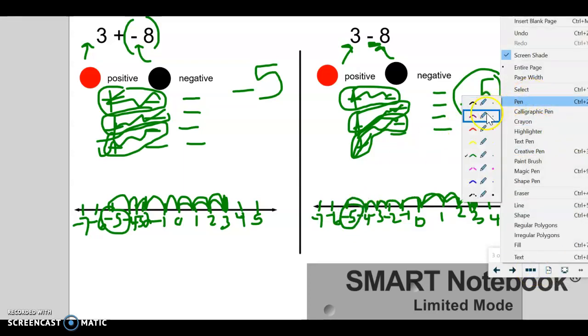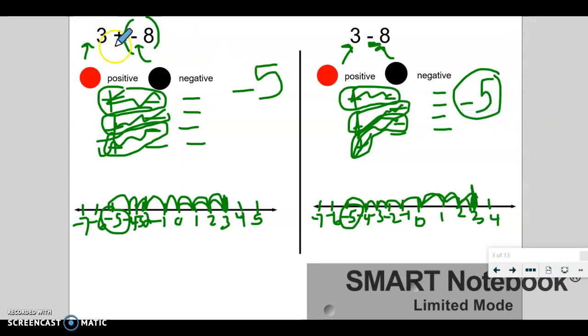Again, what I want you to notice is that even though I am adding -8 here and subtracting 8, adding a -8 and subtracting 8 comes out with the same results. So adding a negative is the same as subtracting.